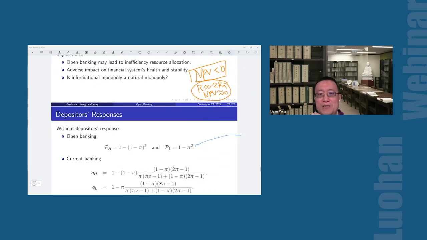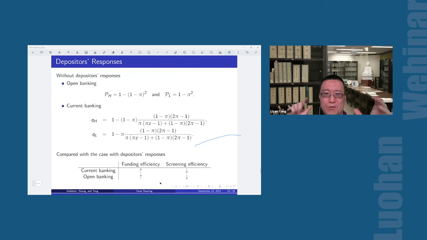This is related, but not in a trivial way. We also consider, suppose we shut down the endogenous response of depositors, and consider what will happen in terms of behavior, the positive implications, how each person will behave. Now we also consider the welfare. If you shut down depositors' response, what will happen to the welfare?